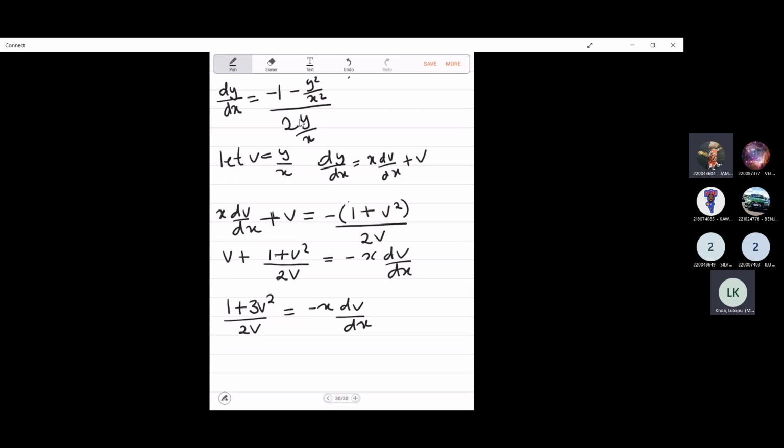Okay, and then now separating them, we have 2v over 1 plus 3v squared dv. This is equal to minus 1 over x dx. Okay, and now we're ready to integrate.